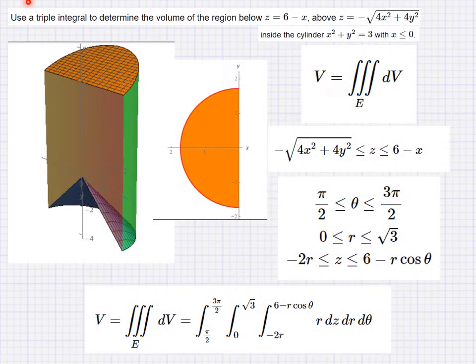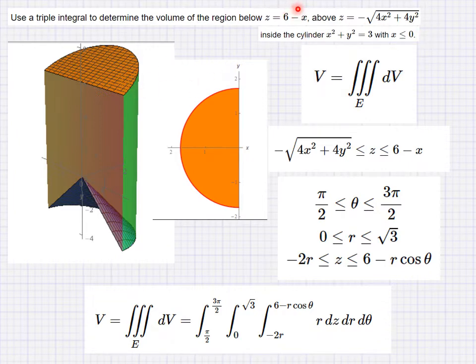Okay, so here's another example. We want to use the triple integral to determine the volume of a region below z equals 6 minus x and above z equals negative square root of 4x squared plus 4y squared, inside the cylinder x squared plus y squared equals 3 when x is less than 0. There's a lot there, so let's look at it.